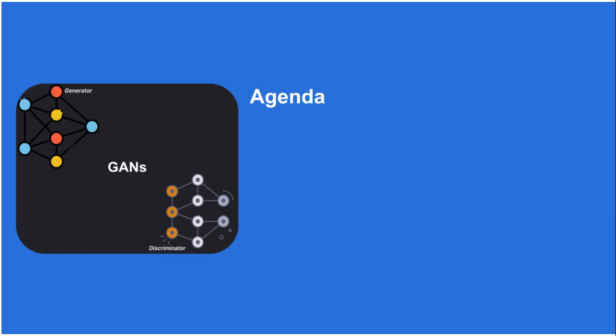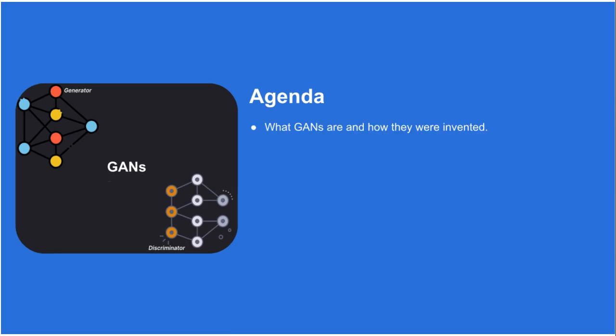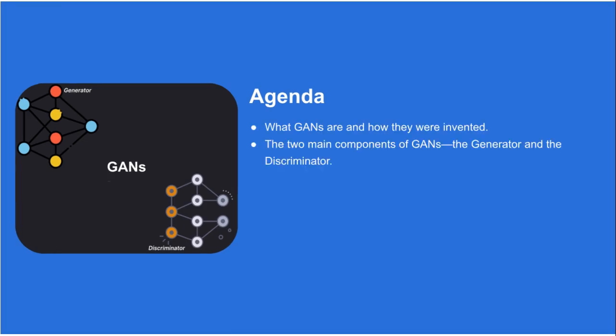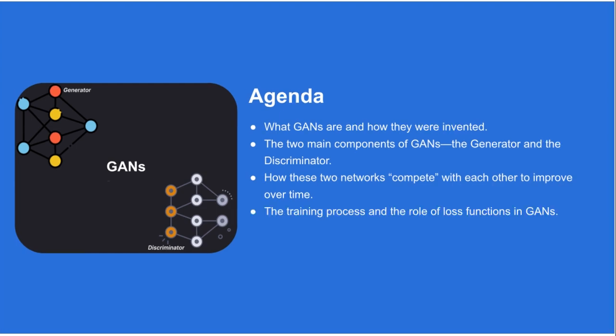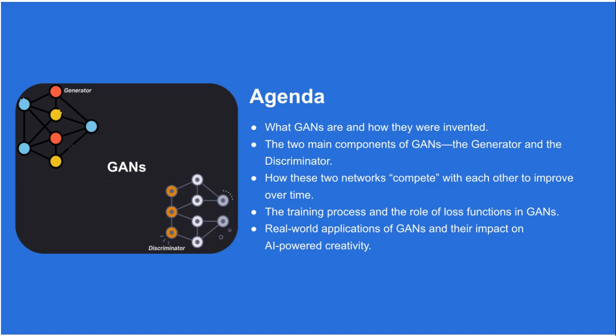By the end of this lesson, you will learn what GANs are and how they were invented. The two main components of GANs, the generator and the discriminator. How these two networks compete with each other to improve over time. The training process and the role of loss functions in GANs. Real-world applications of GANs and their impact on AI-powered creativity.